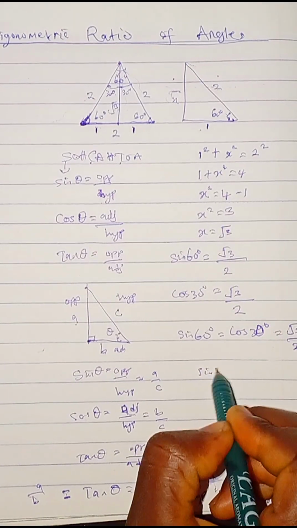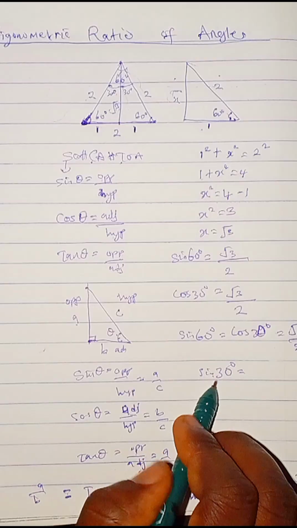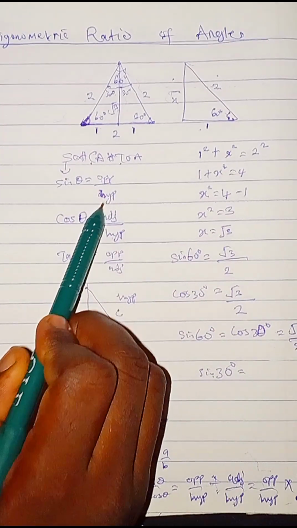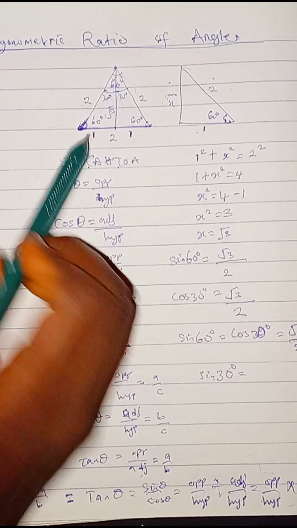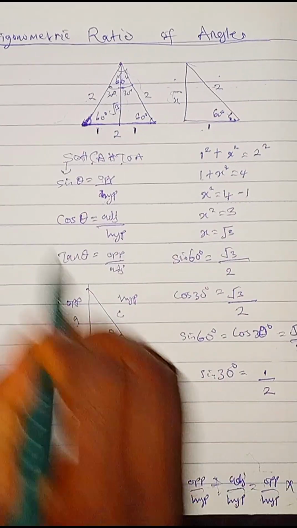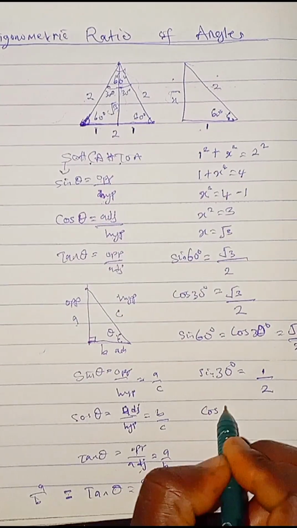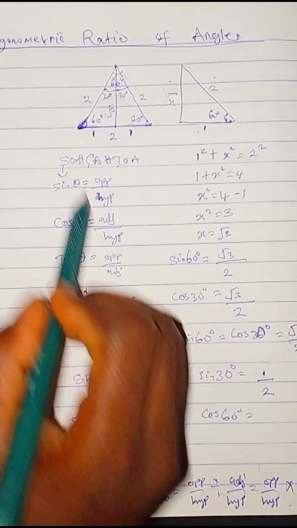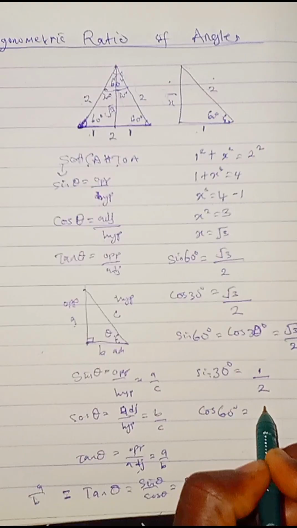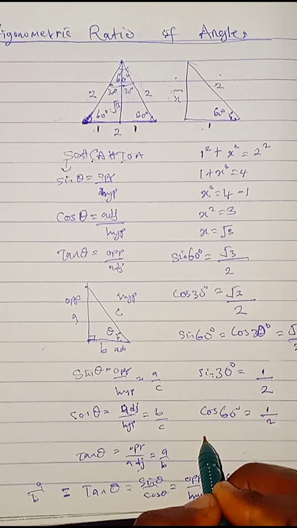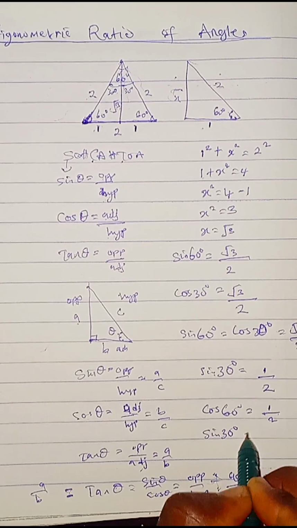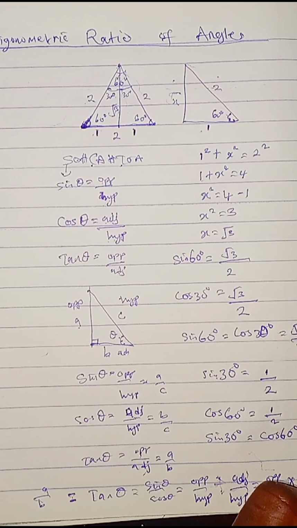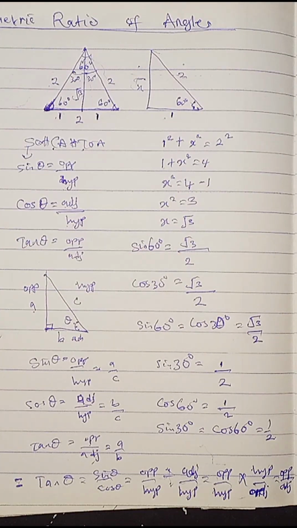What is sine 30 degrees in this case? Sine 30 degrees, if you are here, opposite over hypotenuse. Where is the opposite of 30? This is it, over hypotenuse. What is cos 60 degrees? This is the 60, which is the adjacent over the hypotenuse. Sine 30 degrees is equal to cos 60 degrees, which is equal to 1 over 2.